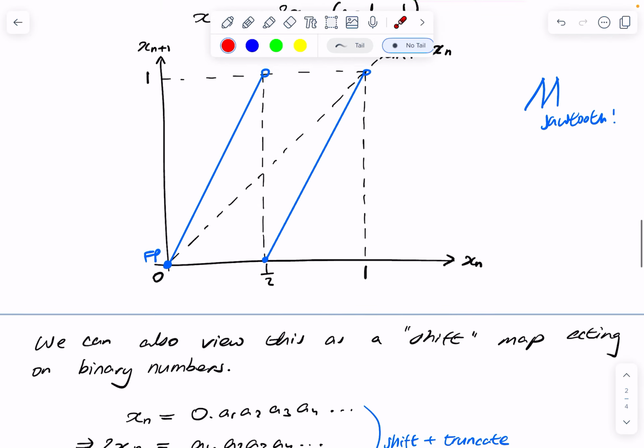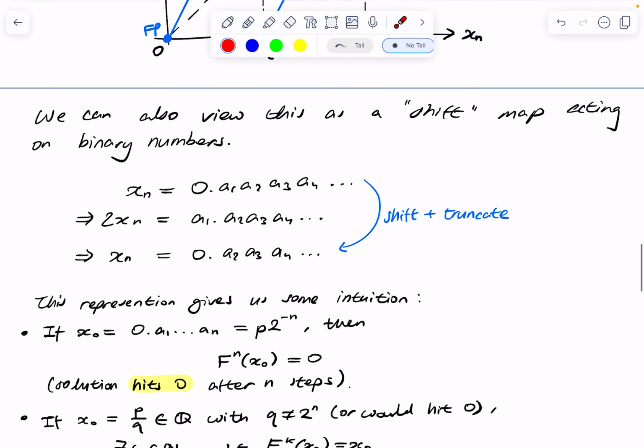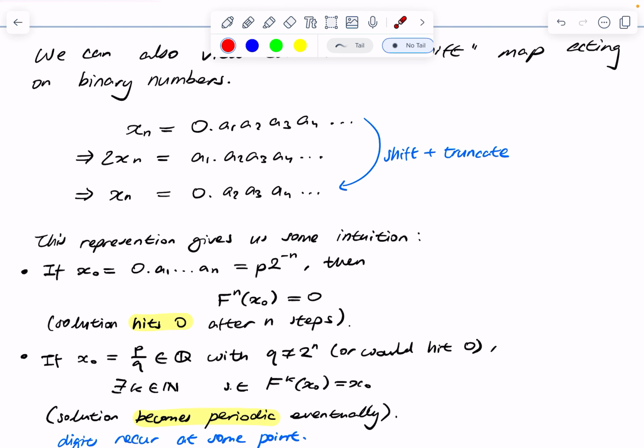The way that we can justify that this can be viewed as a shift map is we write x_n as a binary decimal expansion. Because it's in the interval 0, 1, it's going to be of this form, clearly with the units digit being 0. If we multiply by 2, since we're in binary, we're just shifting over to the left by one place value. And because we're taking mod 1, we're going to chop off the digit that we've just shifted past the decimal point. So it's like a shift and truncation. We can see this is a shift map acting on binary numbers.